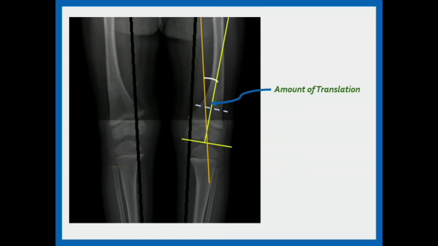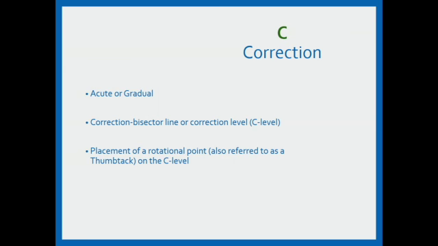So again, taking back the same example, this distance is the amount of translation you're going to get if you make the osteotomy at this level. The correction, you can do it acutely, which you tend to do in most of the cases when there is no limb lengthening or shortening required. Or you can do a gradual correction with an external fixator like an Ilizarov or a Taylor spatial frame.